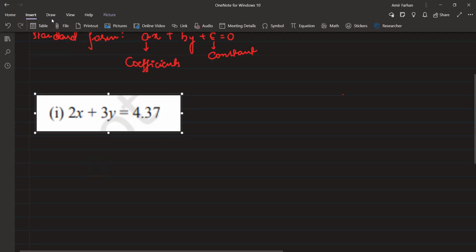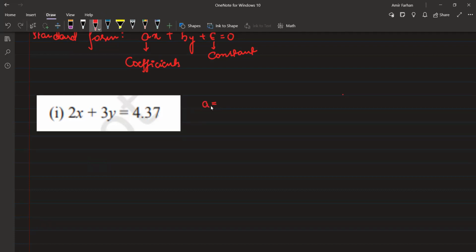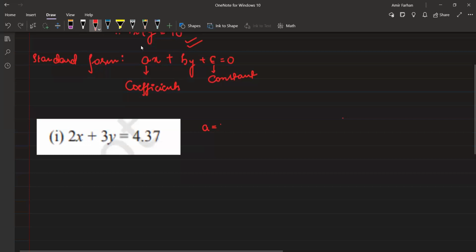Just a second. Let me write it down. So A is what? 2x. How 2x, dear? I told you that only this term is the constant. Only this term is the constant. This term is called the coefficient. Okay. Clear now? Yes. Now tell me, what is the value of A here? 2. Very good.